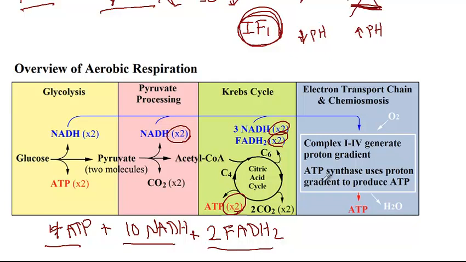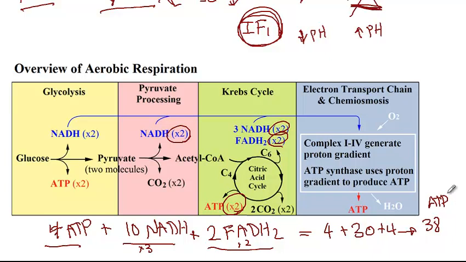Now, the question that I have for you is, assuming that 1 NADH gives us 3 ATP and 1 FADH2 gives us 2 ATP in the electron transport chain, how many ATP do we get from breakdown of 1 glucose molecule? So 10 times 3 equals 30. 2 times 2 is equal to 4. So 4 plus 30 plus 4 would give us 38 ATP.